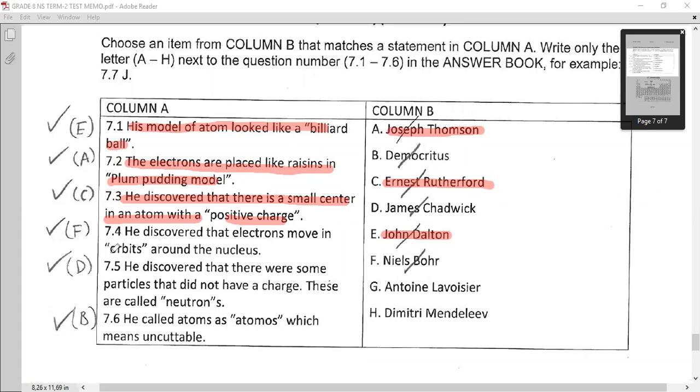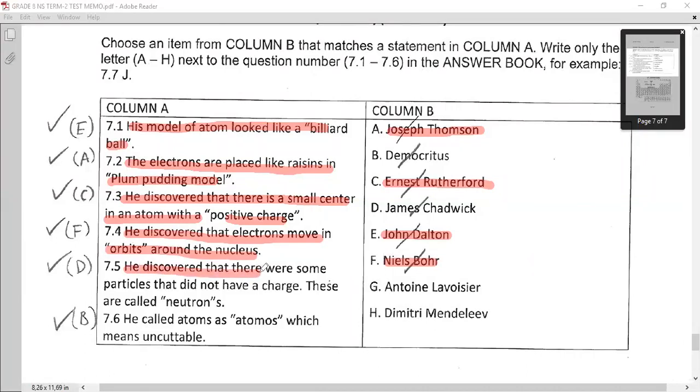7.3 C. 7.4, he discovered that the electrons move in orbits around the nucleus. There is a name for this I'm going to discuss now. 7.4 is Niels Bohr. That's what we call the Bohr model. It's circular areas around the nucleus where you can see the electrons. I also call them energy levels. That's what we call the Bohr model also. Niels Bohr, 7.4 F.